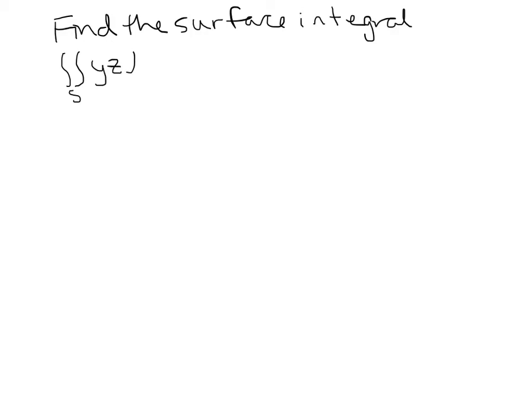yz dS. Now be very careful here with the notation. dS versus dA mean very different things. dA just means integrate over an area. So if it were an A right there, it would mean integrate over an area. But because this has an S, it means we have to integrate over a surface, and we have to use our formulas to do that. So we're going to find the surface integral.